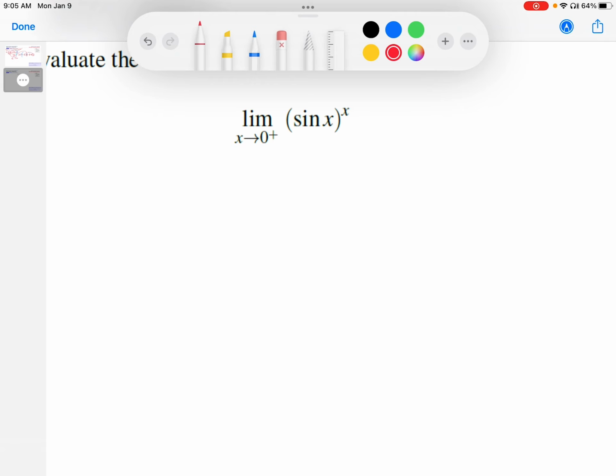So what am I going to do? If you were to graph this function to get some sense of what the limit is, you'd probably write down y equals sine x to the x, and graph it.